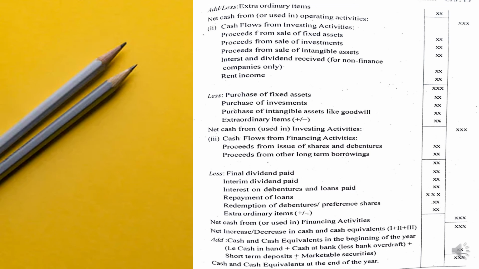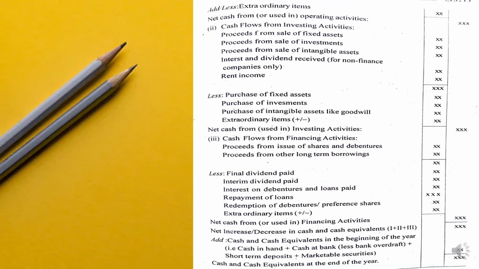And the third one will be cash flow from financing activities. Proceeds from issue of shares and debentures and proceeds from other long-term borrowings will be shown here. With that, you will be deducting final dividend paid, interim dividend, interest on debentures, repayments of loan, etc. And you will be getting net cash from financing activities.